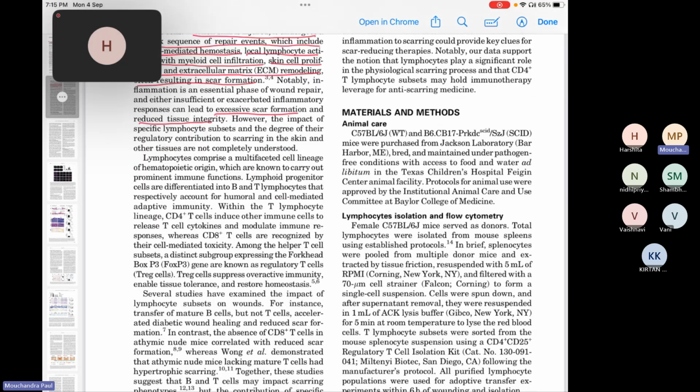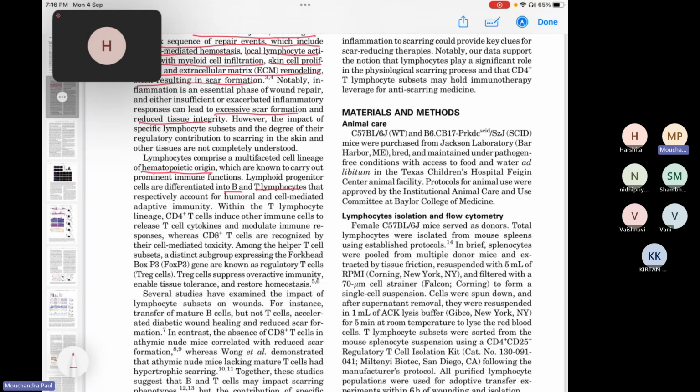So let's understand the lymphocytes. What are lymphocytes? Lymphocytes are from hematopoietic origin, meaning the hematopoietic stem cells in the bone marrow. They differentiate into the lineage that gives the lymphocytes, and they are very important for immune functions. Now, there are two types of lymphocytes, the B lymphocytes and the T lymphocytes.